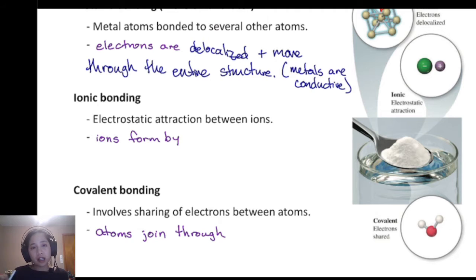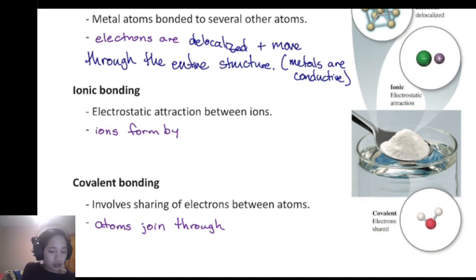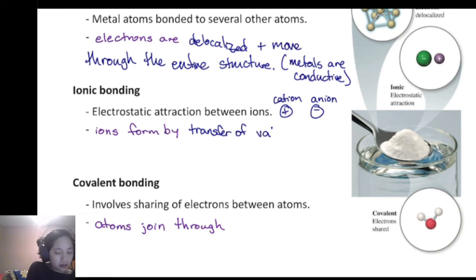We have an ionic bond when we have a cation and an anion, and we call that an electrostatic attraction between those ions. With this first point, we have an electrostatic attraction between a positively charged cation and a negatively charged anion. And then what I wanted to say here is that these ions are formed by a transfer of valence electrons, I'll write it out, or electrons. So either one or more.